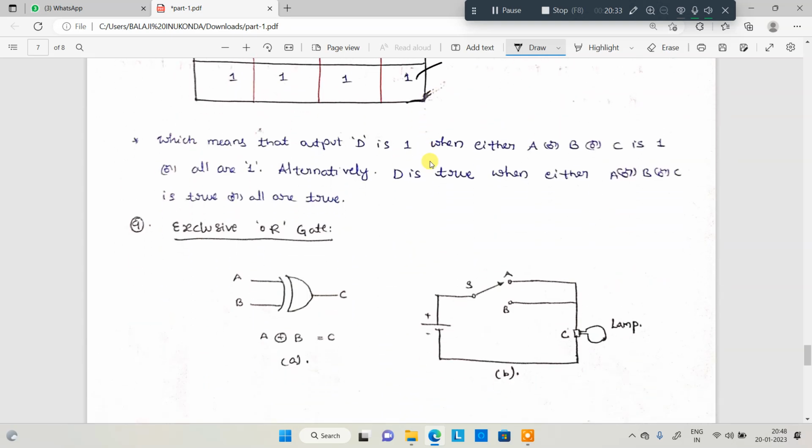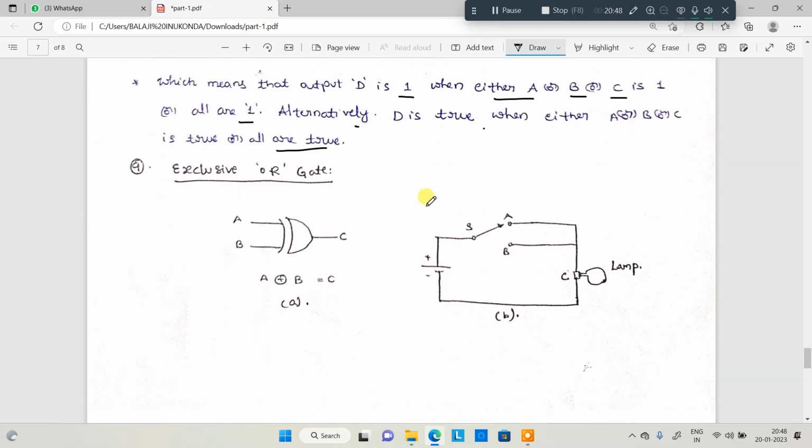Next, D is 1 when either A, B or C, or all of them, are 1. Alternatively, D is true if either A or B or C is true, or all are true. In that particular case, D is 1.